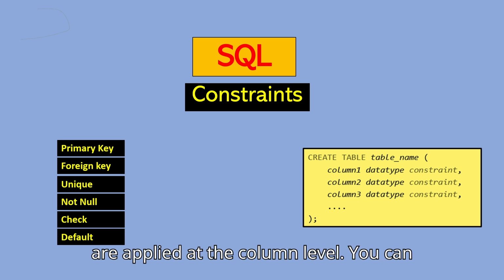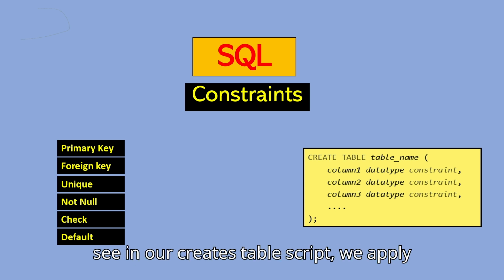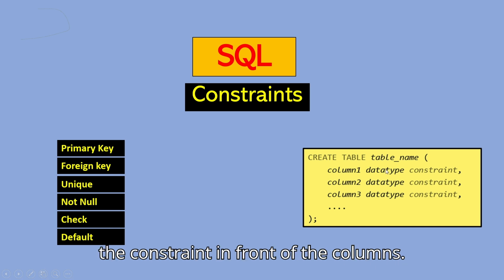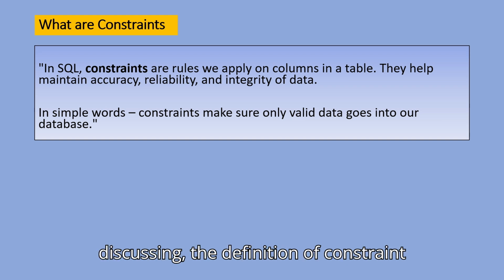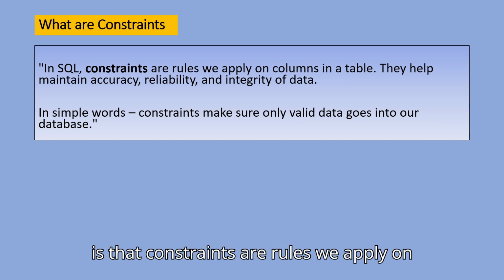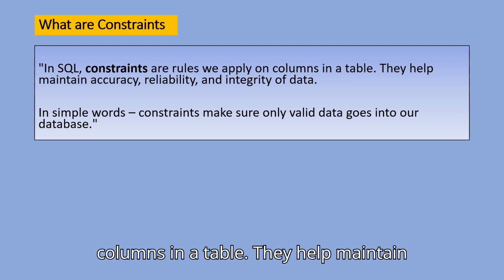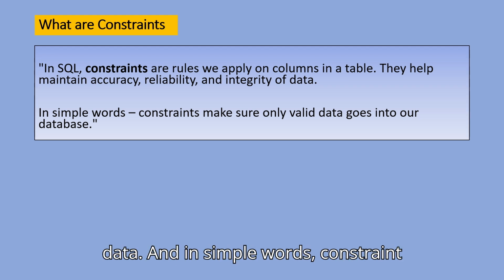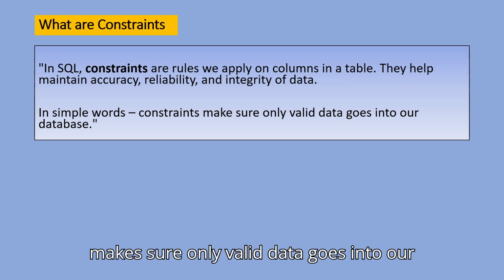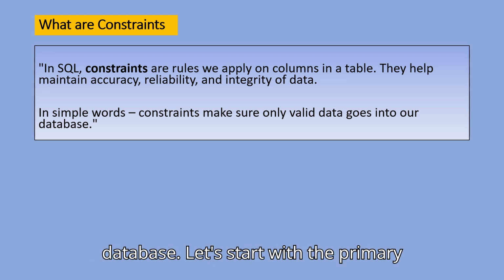SQL constraints are applied at the column level. You can see in our create table script, we apply the constraint in front of the columns. What are constraints? As we have discussed, constraints are rules we apply on columns in a table. They help maintain accuracy, reliability, and integrity of data. In simple words, constraint makes sure only valid data goes into our database.